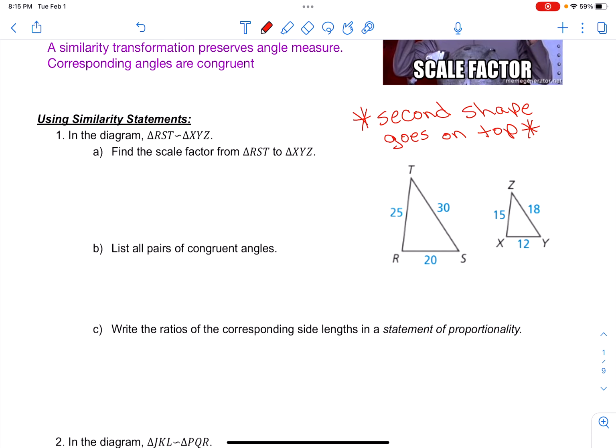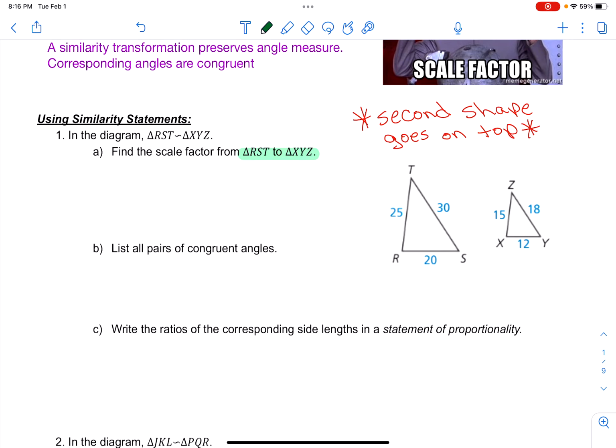Okay, so when making our scale factor, we want to compare all of our sides. So triangle RST, triangle XYZ, remember in a previous chapter we talked about same position, that those are the ones that are congruent or they are the same. So we are going to work from our small triangle to our big triangle because in this statement here, XYZ came second, so that is what we are going to put on top of our similarity statement.